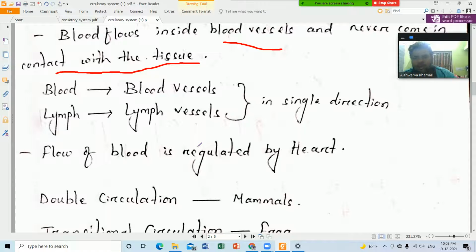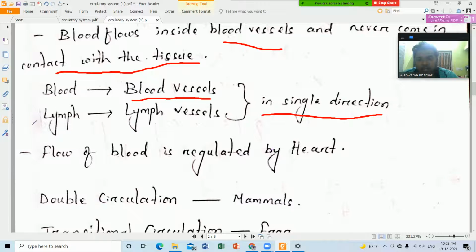Now we will look into the blood. Blood flows in the blood vessels, and there is a one-way flow of blood in the blood vessel. So we can call it a single direction, one-way flow. There is no crossing of blood, no two-way flow, and no opposite direction of blood flow in a single blood vessel.